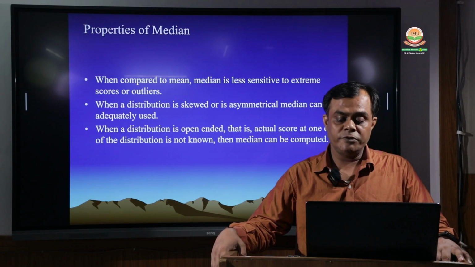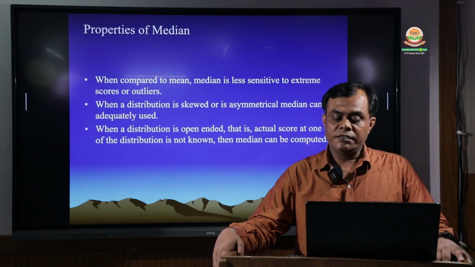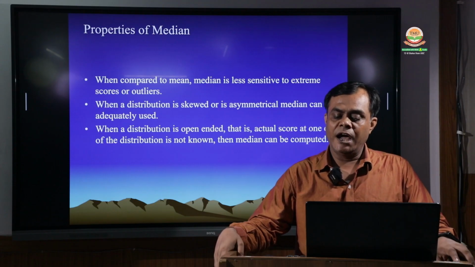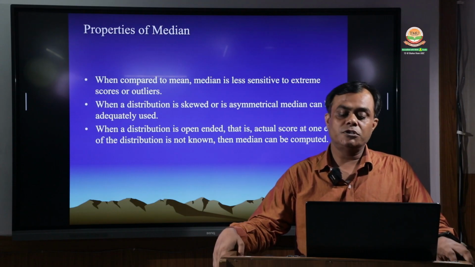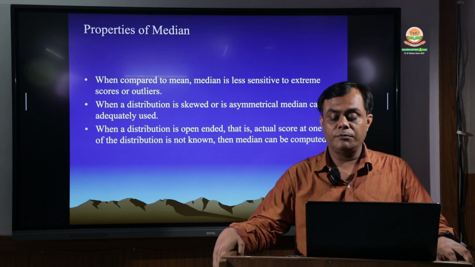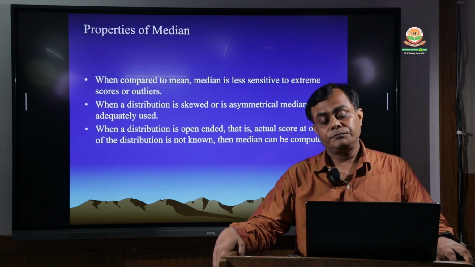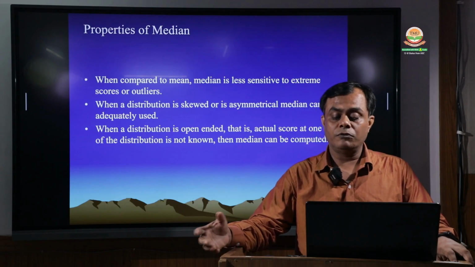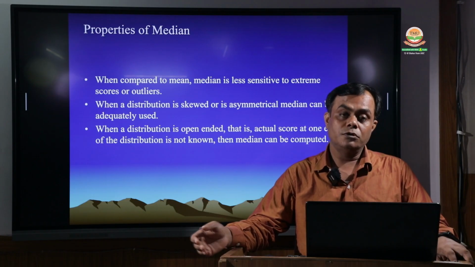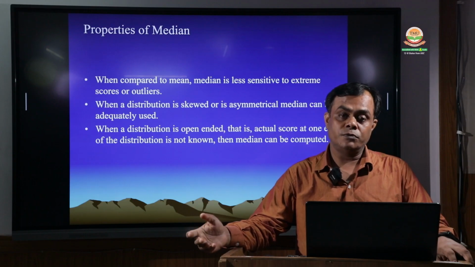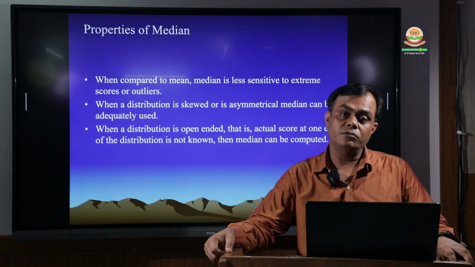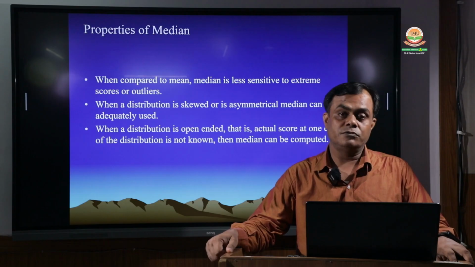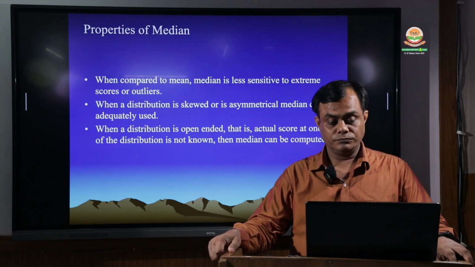And when the distribution is open-ended, that is, the actual score at one end of the distribution is not known, then the median can be computed. So in the open-end situation, if one end is not known, it is not possible to calculate the mean value, but it is possible to calculate the median value.